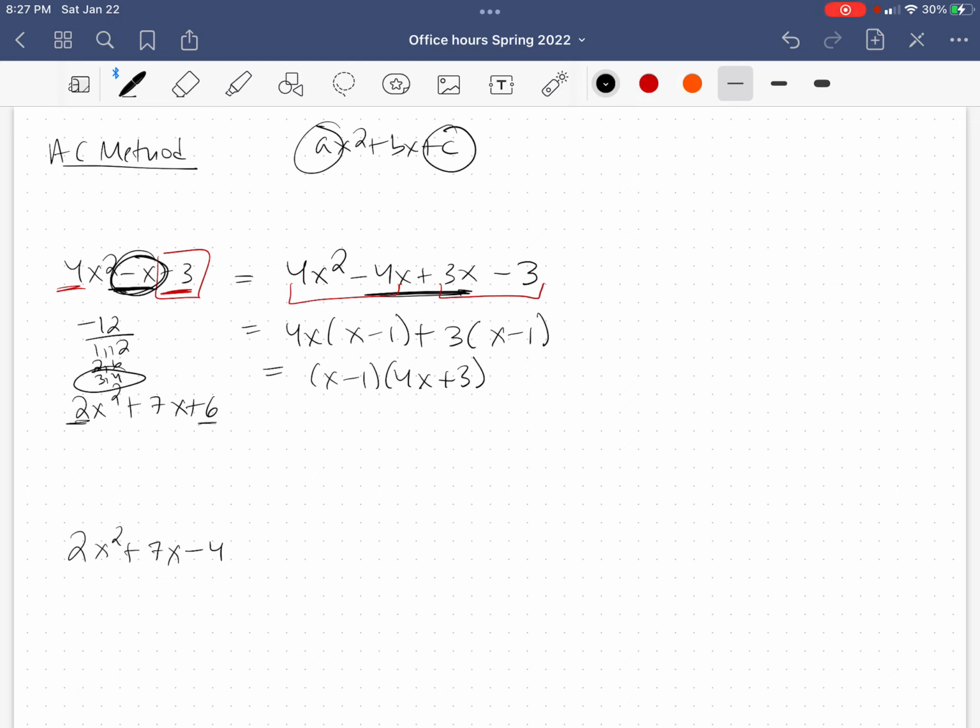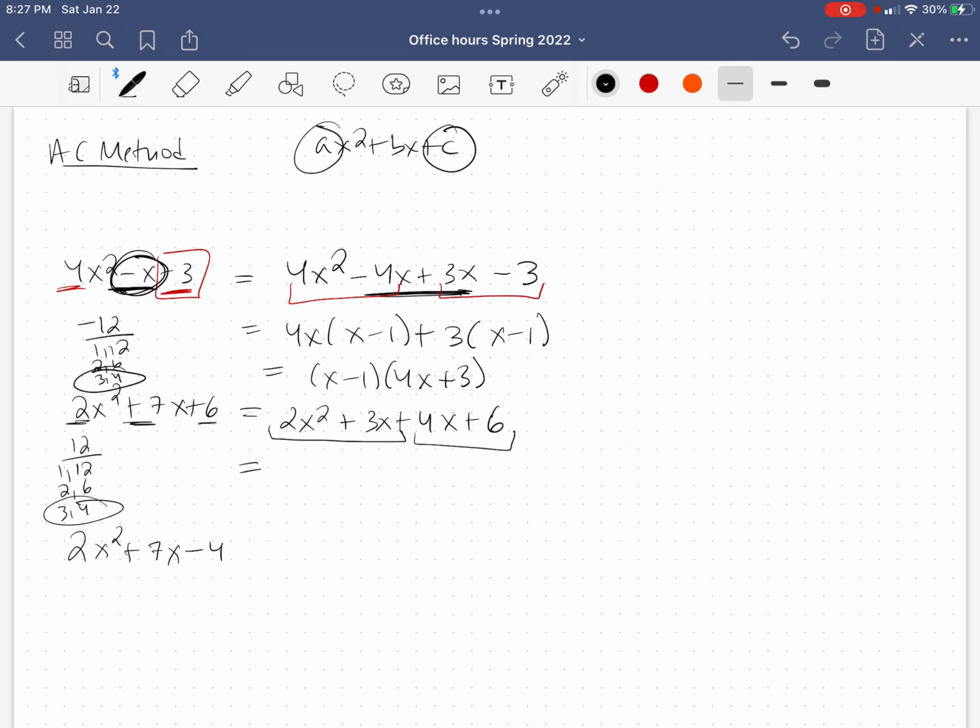So I take 2 times 6 and multiply them to get 12 again. This time it's positive 12. And because they need to add to positive 7, all numbers will be positive. So 1 and 12, 2 and 6, 3 and 4. Well, once again, 3 and 4 are going to work. So I break up that 7x as 3x plus 4x. And no, it doesn't matter which order you write the middle 2 terms in.